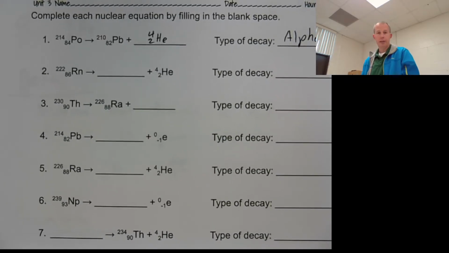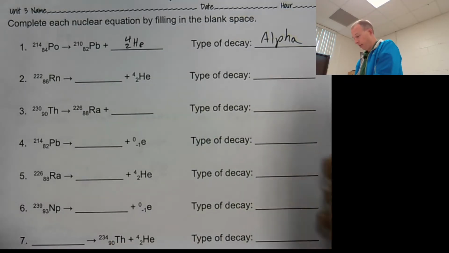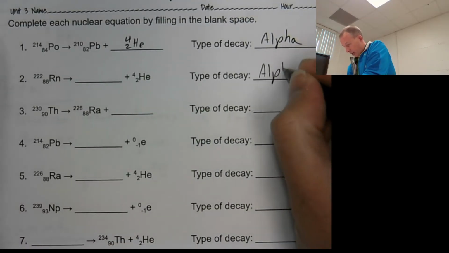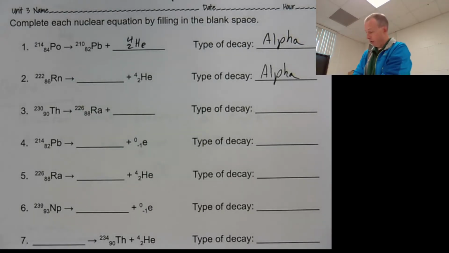All right, now, again, you look at number 2. Same deal. It shows you an alpha particle. So right away, you're like, oh, decay type. It's alpha. How do I know that? Because it's a helium. It's just alpha decay.